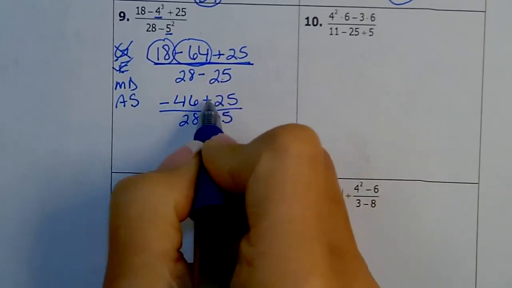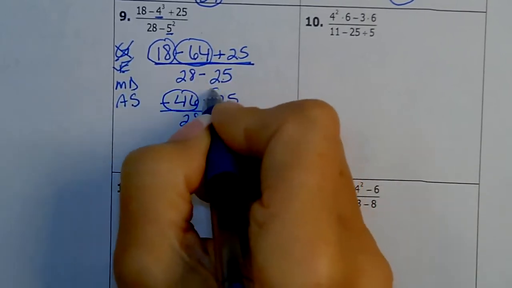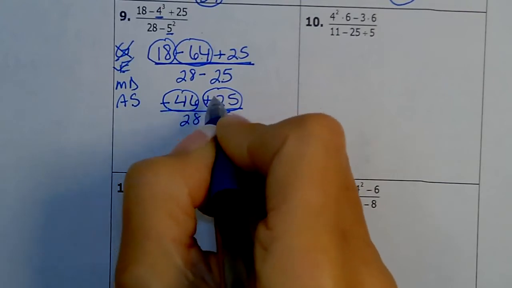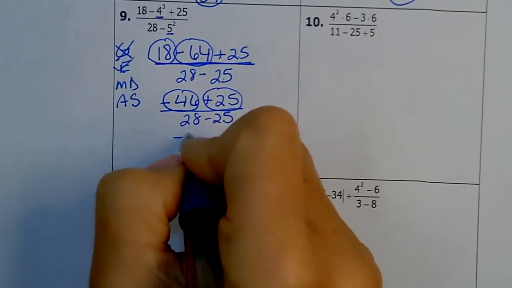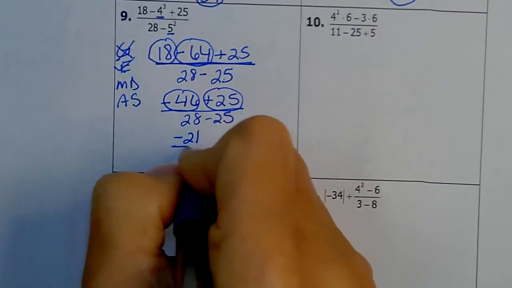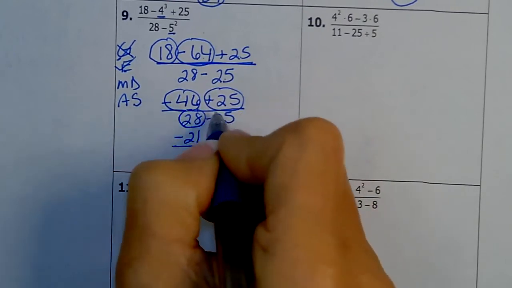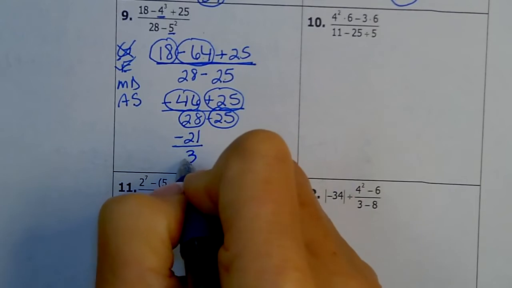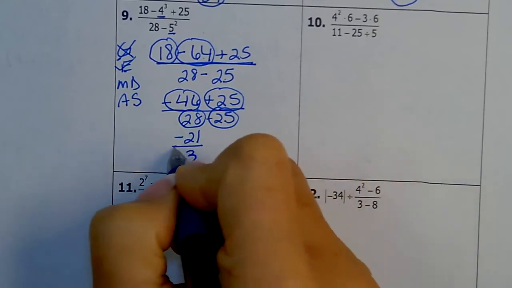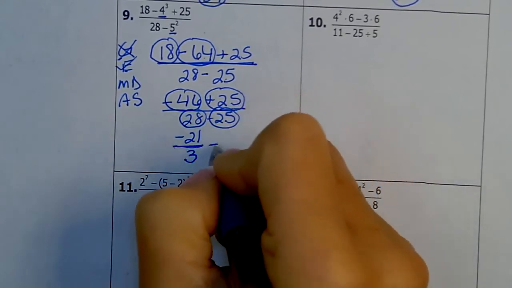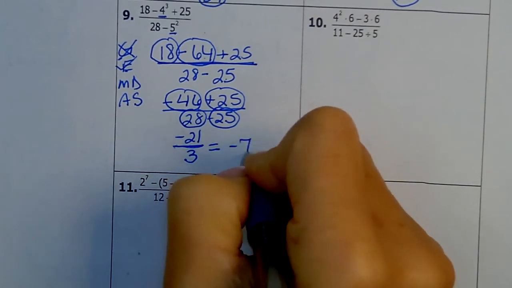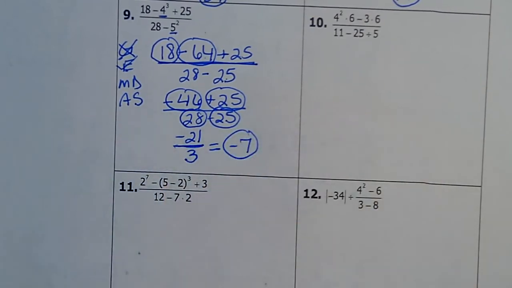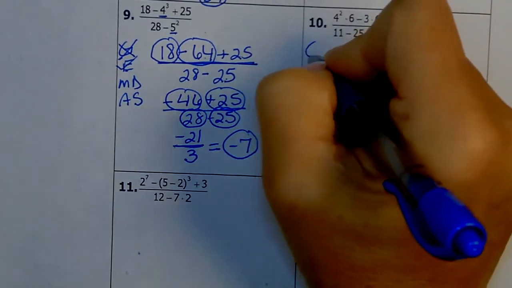All right, now I need to find the difference again because they're different signs. I get negative 21, and then these you need to find the difference. And now we're able to divide and get negative 7. Number 10.